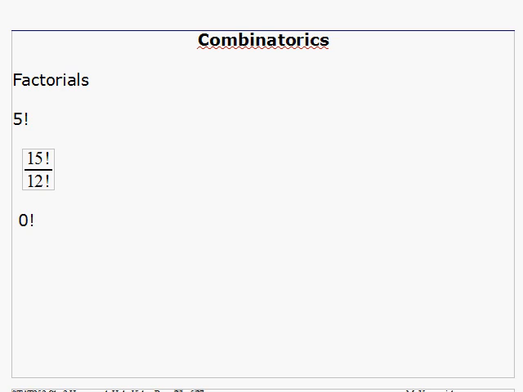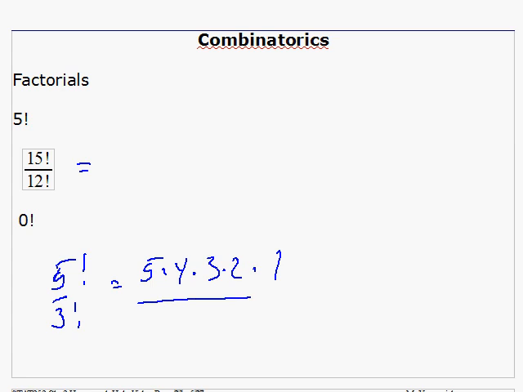Okay. In this problem, I could write this out. Well, that's too much work, so I'll write out a smaller problem. Say I had 5 factorial over 3 factorial. I could write 5 times 4 times 3 times 2 times 1, and this is 3 times 2 times 1. And then I could just cancel the 3's, cancel the 2, cancel the 1. There's my answer of 20.